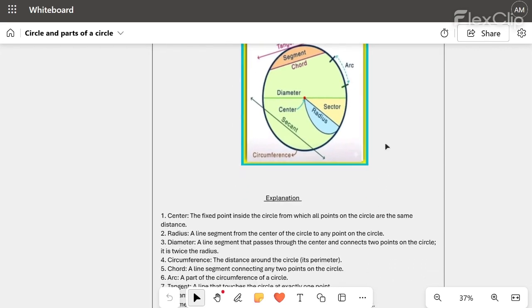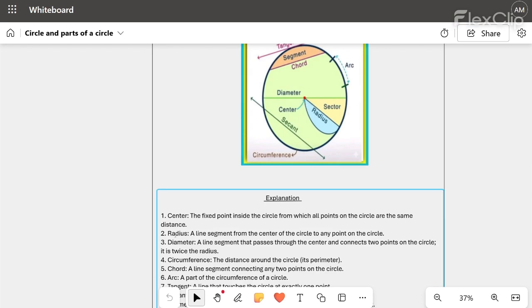Now, let's look at it. The number one thing we have here is the center of a circle. The center of a circle is the fixed point inside the circle from which all points on the circle are the same distance. Looking at it here, this red dot is the center of the circle, from which any line drawn from this center to the circumference of the circle is always the same. The distance from here to the circumference is always the same, no matter what direction you point it to. From here to here, from here to here, in any direction, it's always the same.